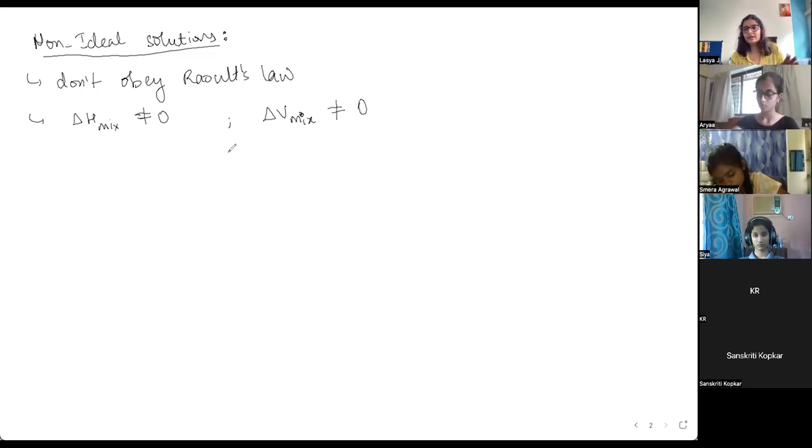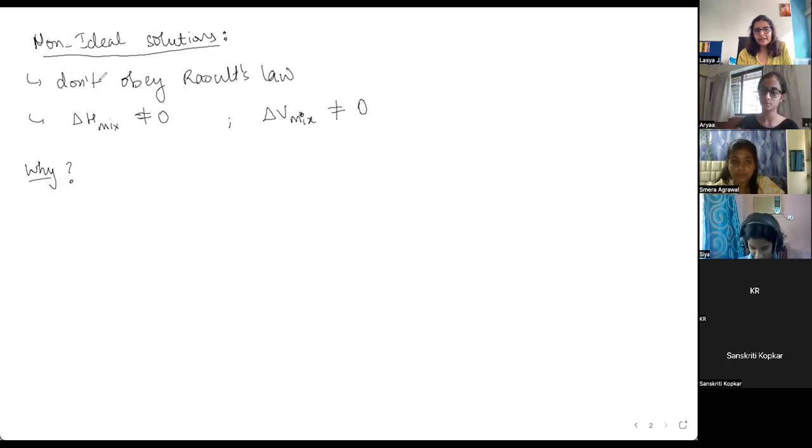So if you add 150 ml of component A and 150 ml of component B, the overall volume won't be exactly 300. It may be slightly more, like 301 or 302 ml, or it may reduce a little bit, like 295, 298, 297 ml, that sort of thing. So there's going to be a difference. It's not equal. Now the why of it: why doesn't it obey Raoult's law? Why is it there?